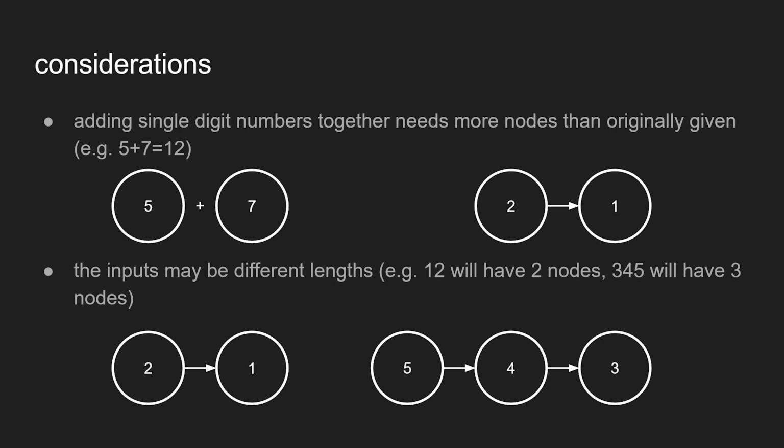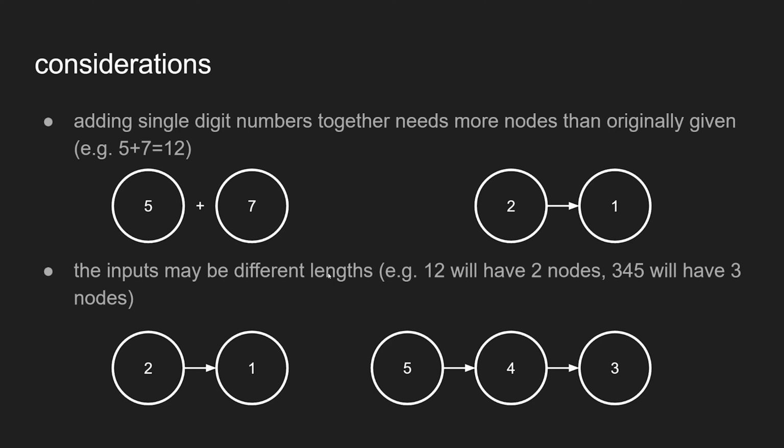So some considerations on the addition part. These are edge cases. Very normally you would just say, oh, you can just add them together and return it. Well, what if the inputs are both one digit, so 5 and 7 is the example, and it needs to return 2 digits, right? So it needs to return 12 backwards, so 2 then 1.